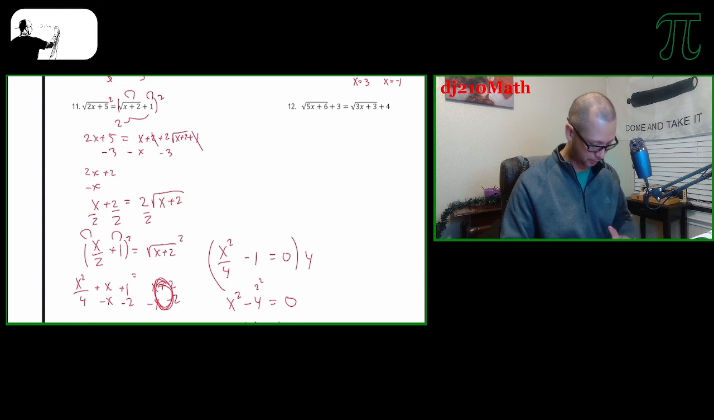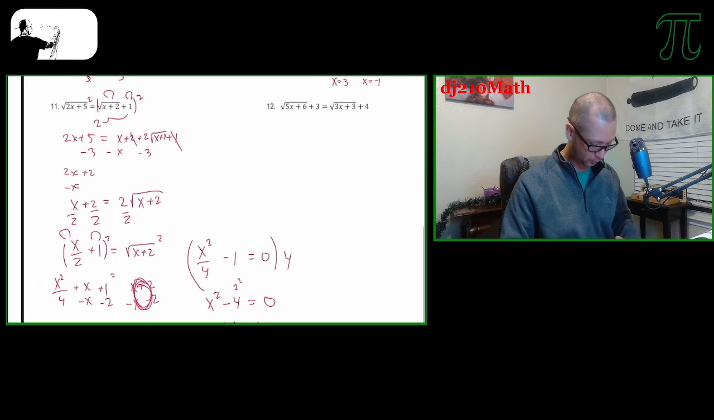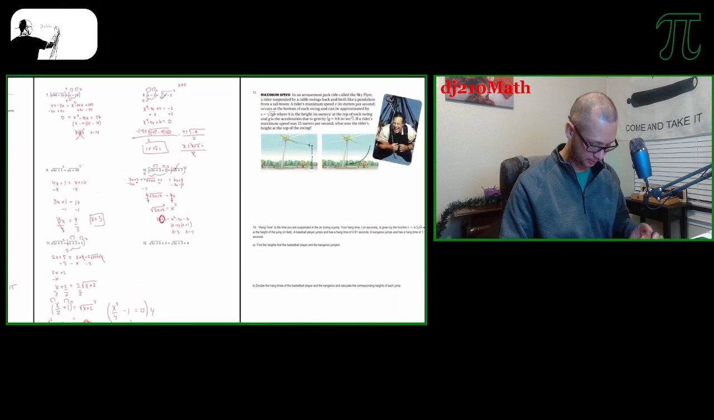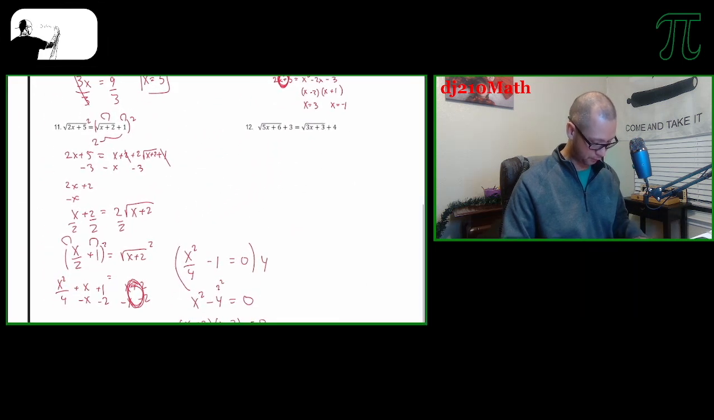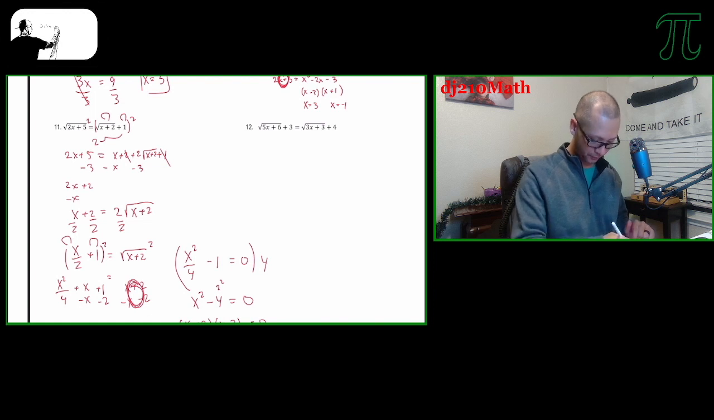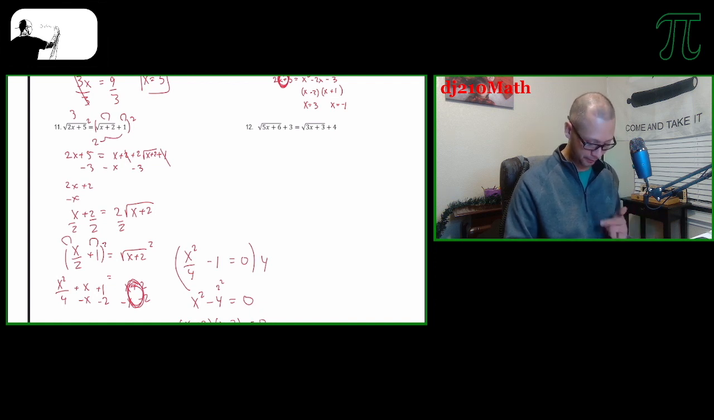I feel like they're both going to work. Well, they're both going to be positive, but they'll probably equate to different numbers. The last one. You know what? Let's do it. Let's just see. So 2 times 2 is 4, plus 5 is 9. Square root of 9 is 3. 2 plus 2 is 4. So it's going to be root 4, which is 2, plus 1 is 3. So x equals 2 is a solution.